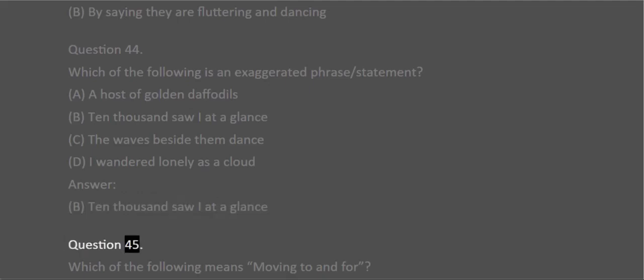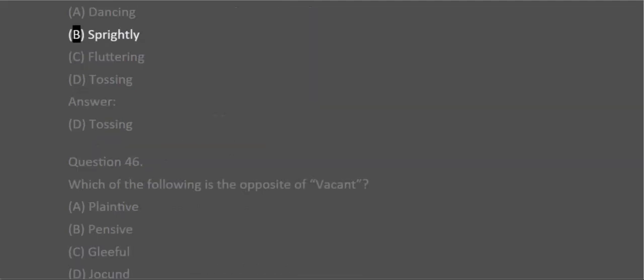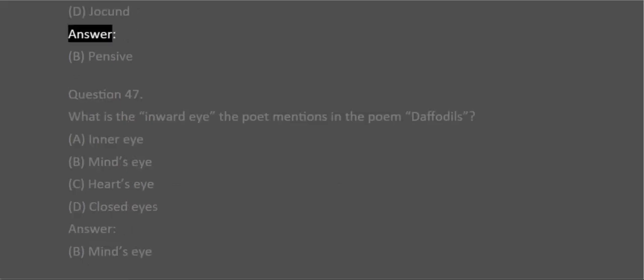Question 45. Which of the following means moving to and fro? A. Dancing, B. Sprightly, C. Fluttering, D. Tossing. Answer, D. Tossing. Question 46. Which of the following is the opposite of vacant? A. Plaintive, B. Pensive, C. Gleeful, D. Jocund. Answer, B. Pensive.